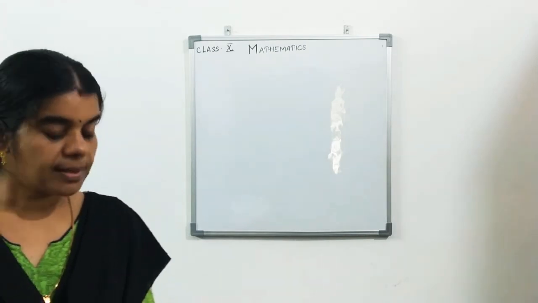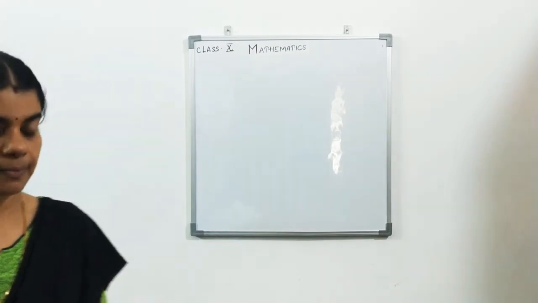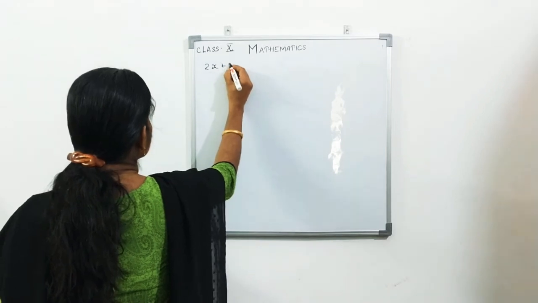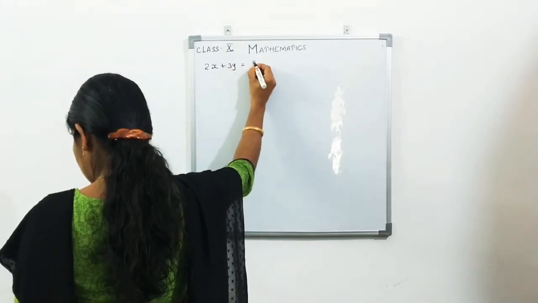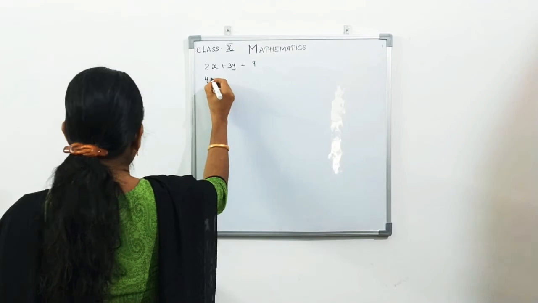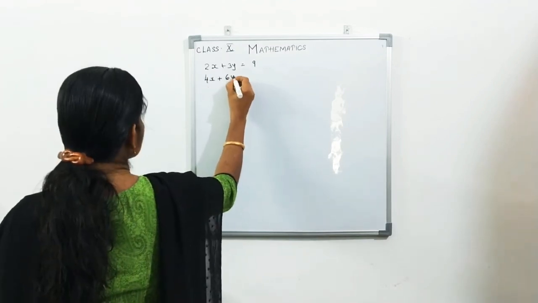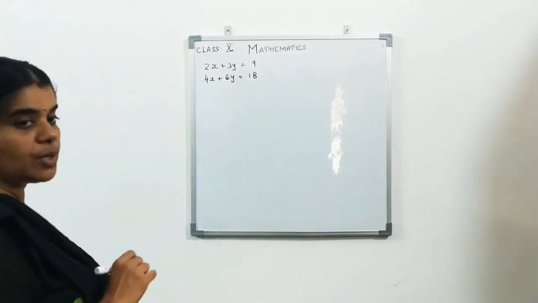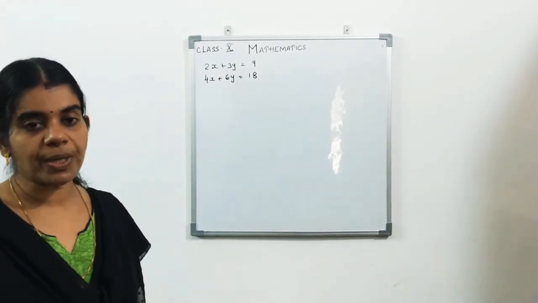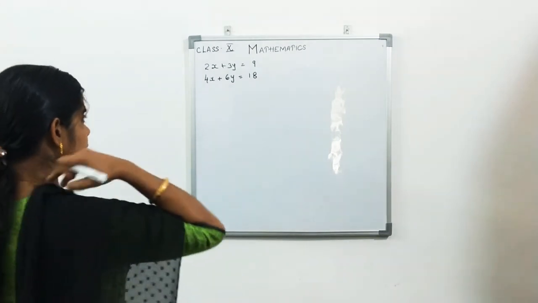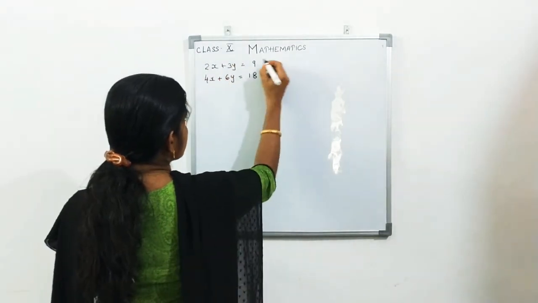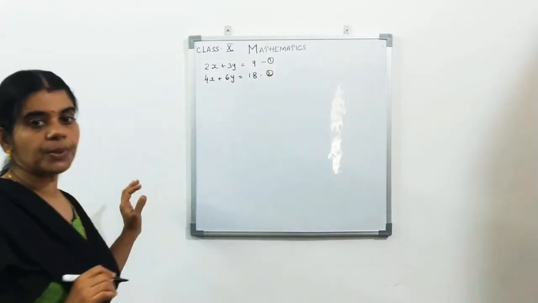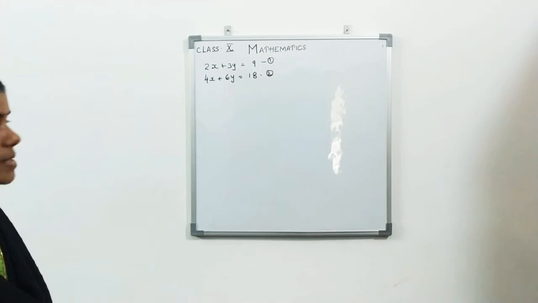Then the graphical representation is also needed. What are the equations? 2x plus 3y is equal to 9, and 4x plus 6y is equal to 18. These are the two equations, and you want to represent them graphically. This will be the first equation, this will be the second. You want to find two solutions for both equations.